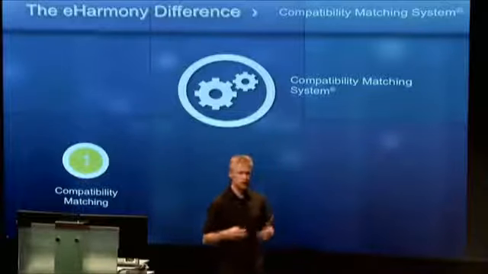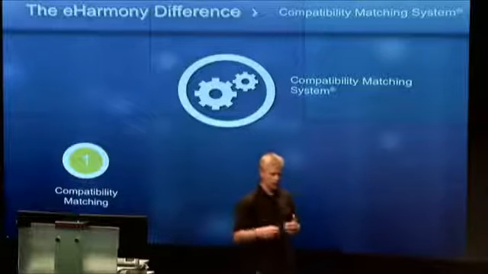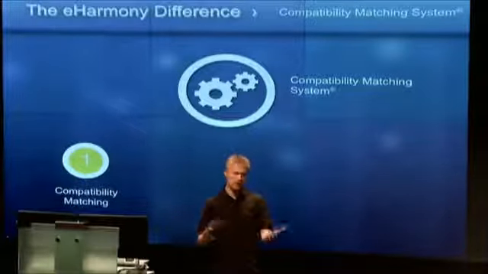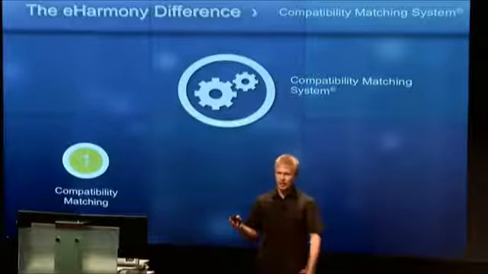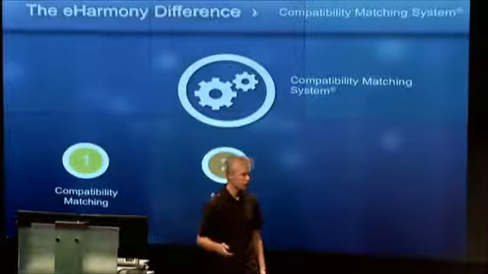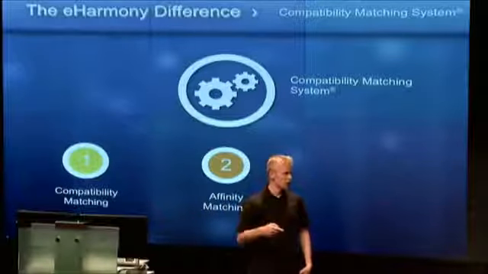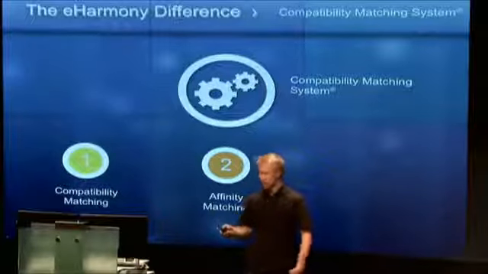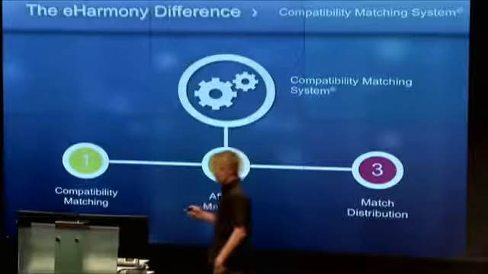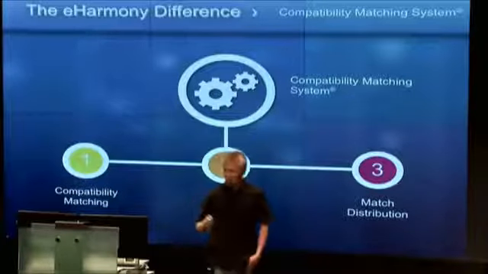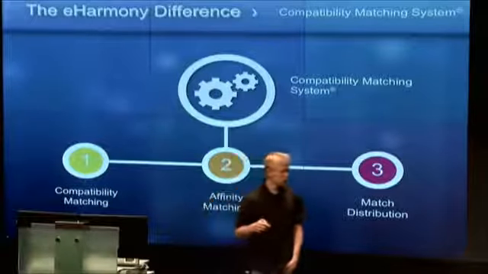But even if two people have fantastic personalities and would get along very well, there is no guarantee that they will be physically attracted to each other. They will have similar interests. They will be interested to talk even. So that's what we refer to as affinity matching. And finally, we need to decide who we introduce to who and when. So that's distribution. And I'll talk about all of these in a bit more detail.